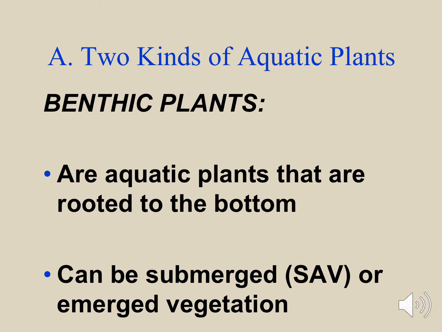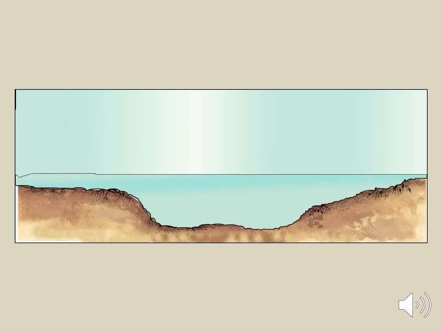Or they can be emerged vegetation, where the plants are again rooted on the bottom. They grow in the water body, but they actually break the plane of the surface of the water body, and you can see these plants. So let's start out with a simple diagram, which is a cross-section of a surface of a water body. At the bottom, you see the sediment, you see the water here, and you see the surface of the water.